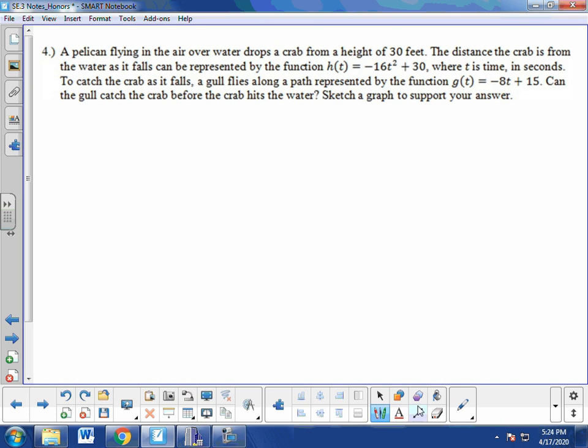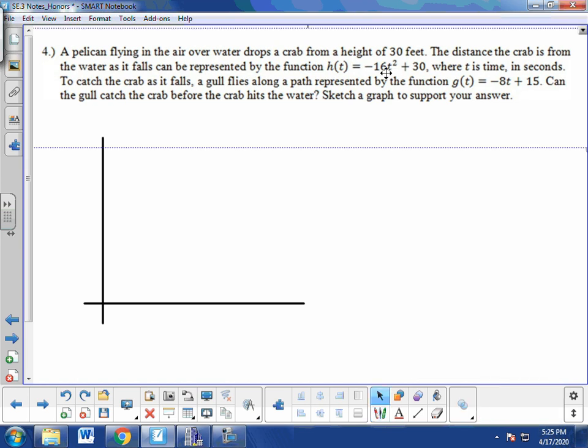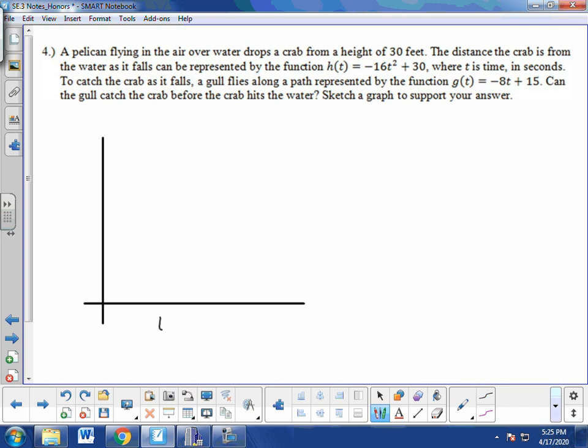So here again, we want to draw out a graph. We know that the x-axis, we're going to label that t. It's time. So both of these are in respect to t. So time is the x-axis. So I'm going to go ahead and write this as time, and this is in seconds. Now, even though these are two different equations, the y-axis in both is height, and that's in feet.